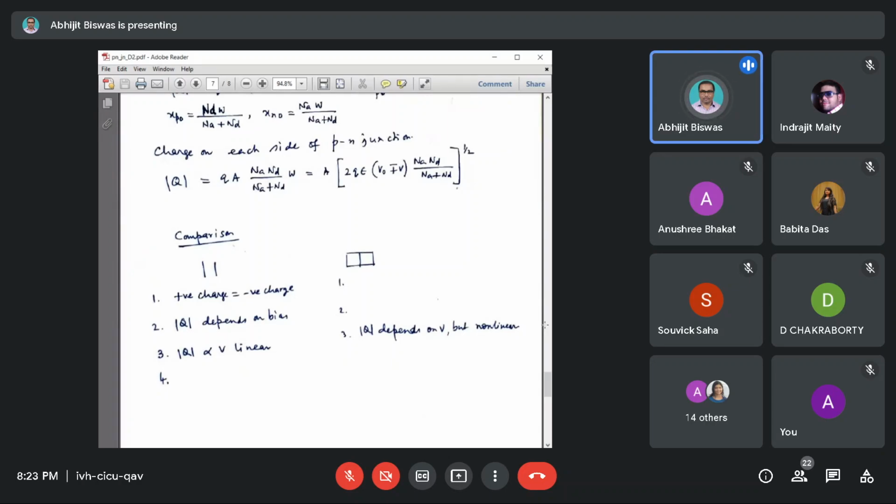There are similarities and dissimilarities between them. You know that the amount of positive charge must be equal to the amount of negative charge. It holds good for both types of capacitors. In the parallel plate capacitor it is there, and in the PN junction, the depletion region that forms creates a capacitance, and in that case too the same thing holds: the amount of positive charge must be equal to the amount of negative charge.